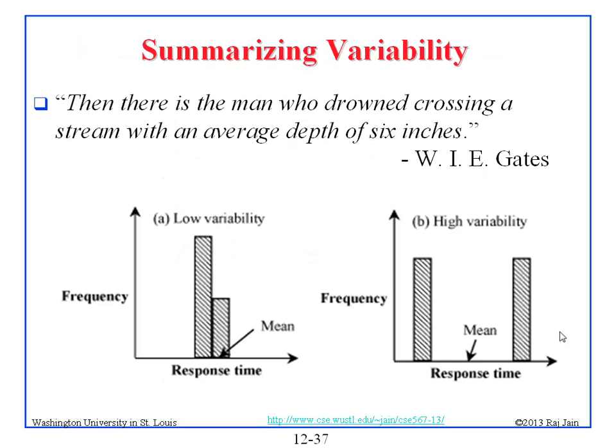So then let's move on to the variability. Now, mean is one number, but sometimes it is a meaningless number. That's why this quote says there is a man who drowned crossing a stream with an average depth of 6 inches. Would you cross a river where the average depth is 6 inches?